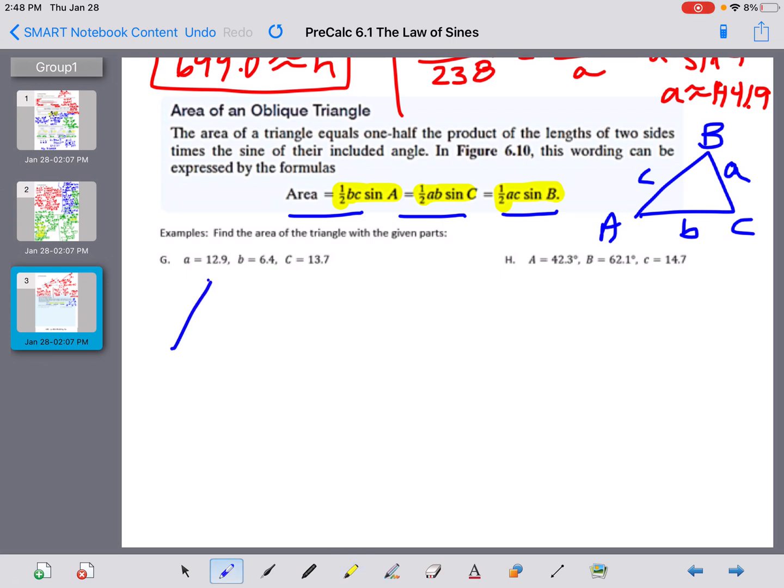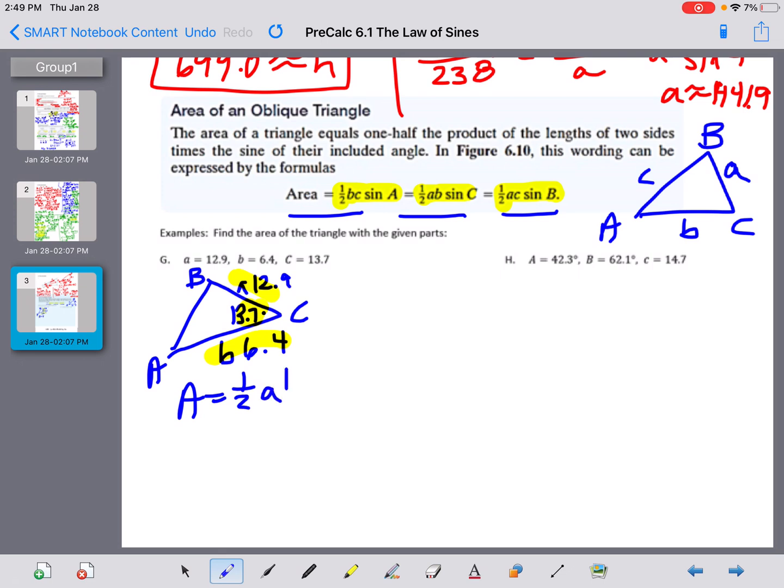So my first triangle. Organizing my information. I know angle C is 13.7. I know side A is 12.9. I know side B is 6.4. Oh, look, I have an A, B, and C. By the way, what that forms is a side-angle-side. When you know that, you have enough to find the area. So I'm going to choose my 1/2 that uses side A, side B, and angle C. I see my ABC right there, and I'm ready to go.